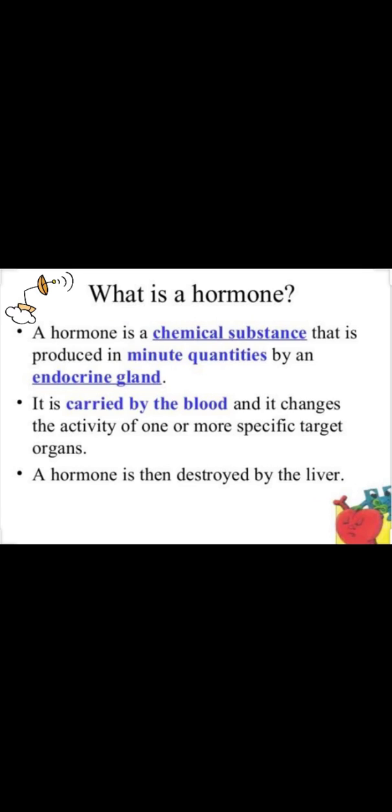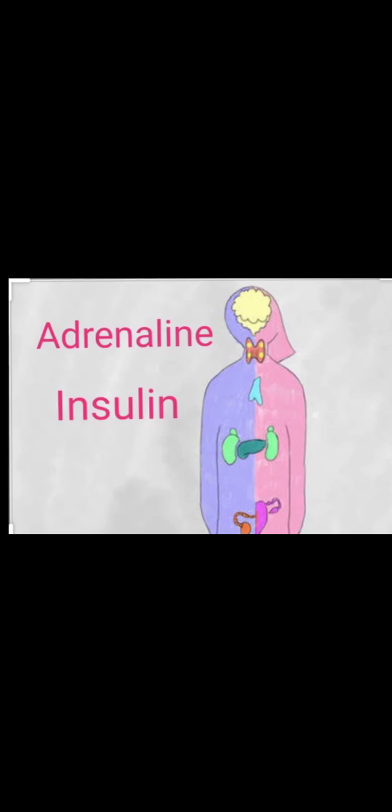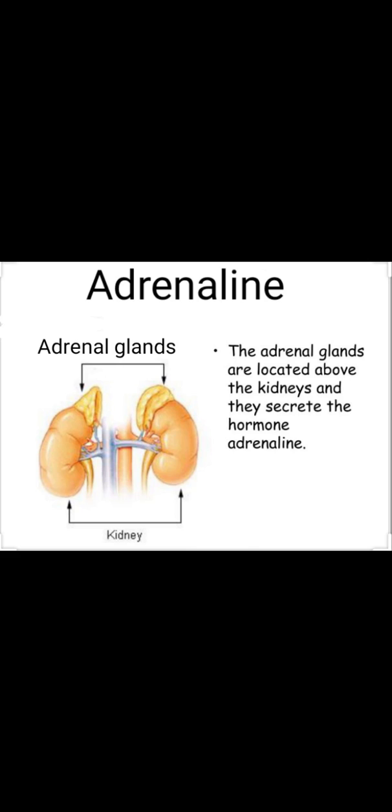So they carry their secretions by the blood, and it changes the activity of one or more specific target organs. So we can say that hormones are transported by the blood to the target organs to alter their activities. And at the end, hormones are destroyed by the liver. In this chapter, we will study two important hormones, adrenaline and insulin. So first of all, adrenaline.